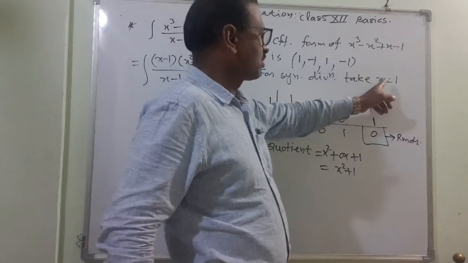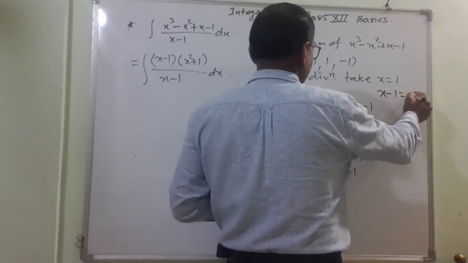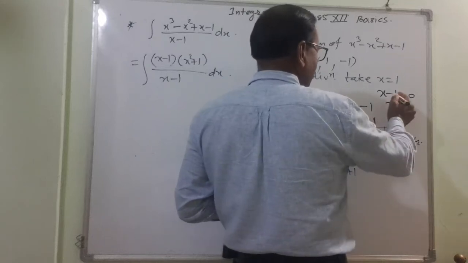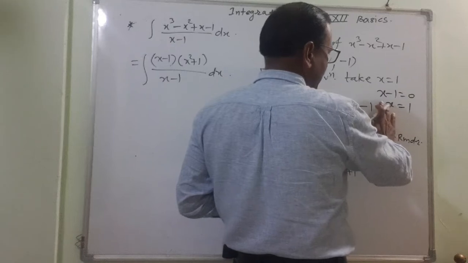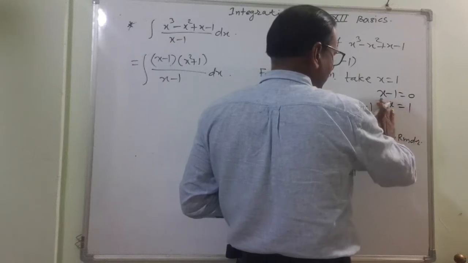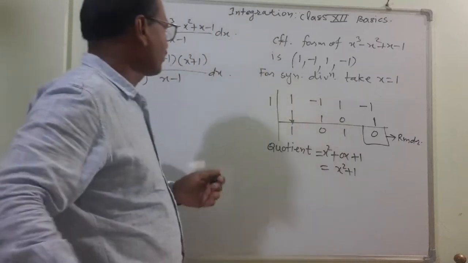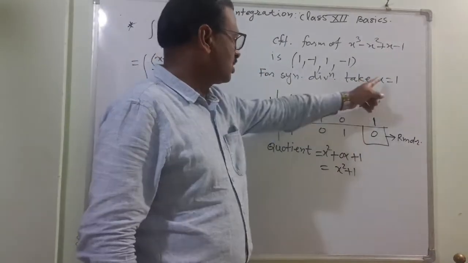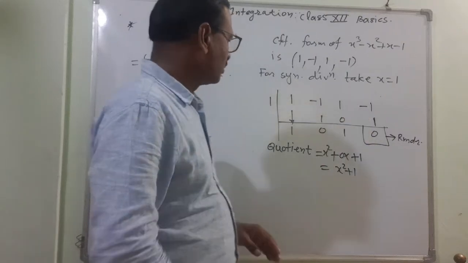So take x is equal to 1. Why? x minus 1 is a factor means x minus 1 is equal to 0 you have to take, and x is equal to 1. If it is x plus 1 I have to see, this will be minus 1, and x is equal to minus 1 will come. But as now it is x minus 1, I have to check whether it is a factor or not. So take x equal to 1. The coefficients I am writing here.